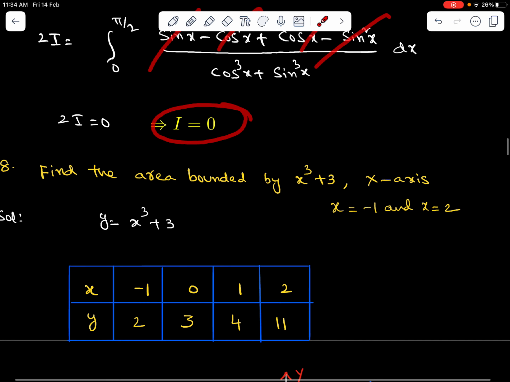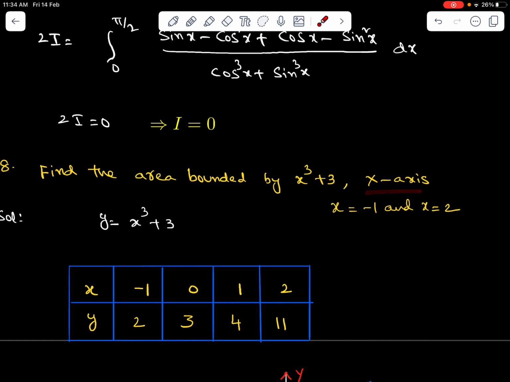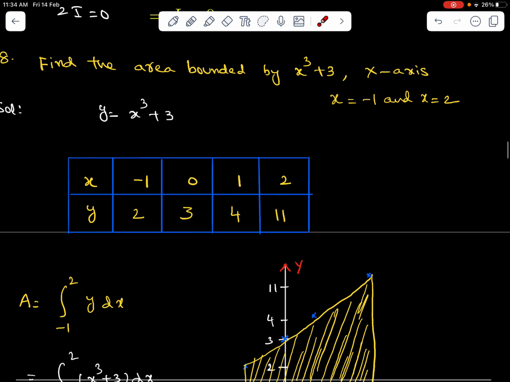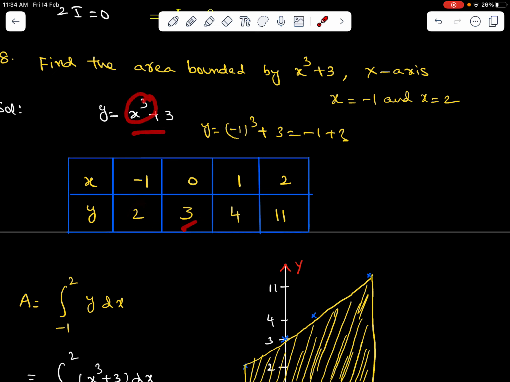Next sum. Find the area bounded by x cube plus 3 and the x axis, x equal to minus 1 and x equal to 0. First of all, you can take the table. y is equal to x cube plus 3. Suppose x equal to minus 1, then y is equal to minus 1 cube plus 3, that is equal to minus 1 plus 3, which is 2. Suppose x is 0, 0 plus 3, 3. Suppose 1, 4.